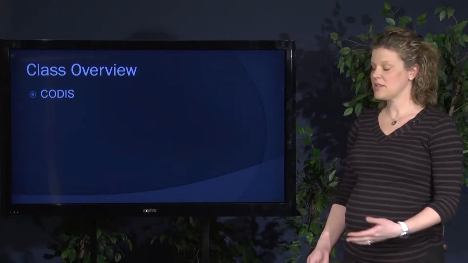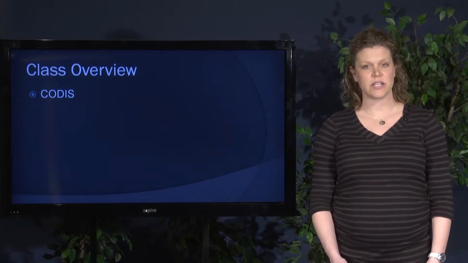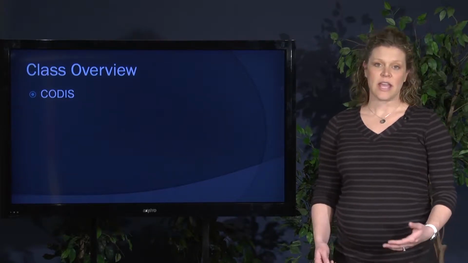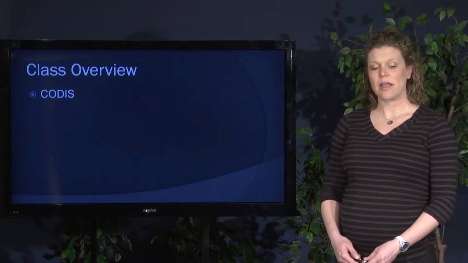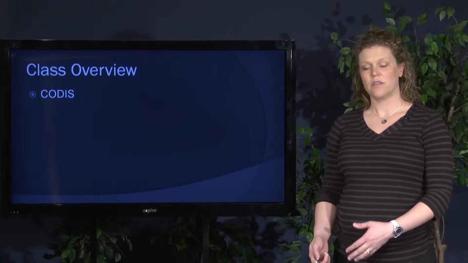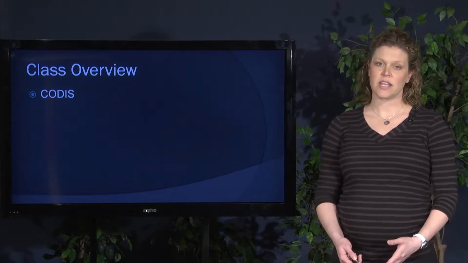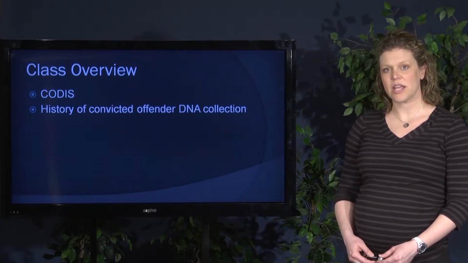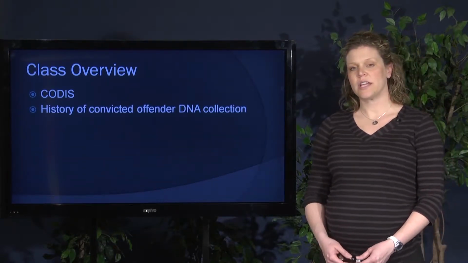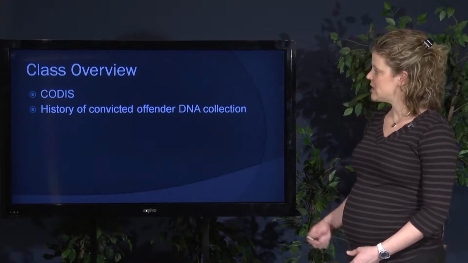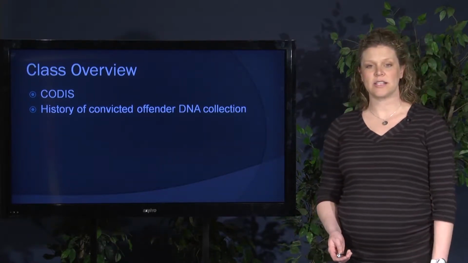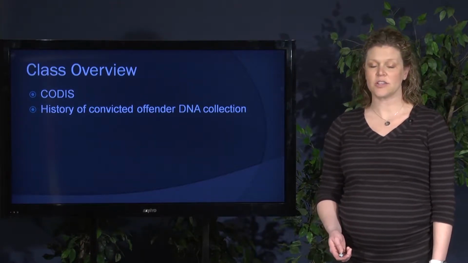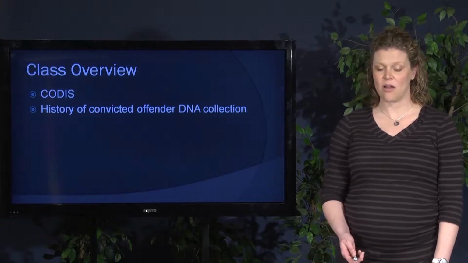Well, to begin with, it's all back to CODIS, which is our database in the DNA section. It's very similar to the APHIS or NIBIN databases, where we are able to compare convicted offender samples to forensic casework samples. Secondly, we're going to talk a little bit about the history of the convicted offender DNA collection. How long has this been in place? How long have we been collecting DNA samples from convicted offenders? And what laws were in place and are in place now?